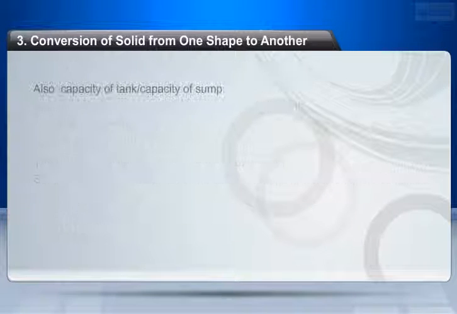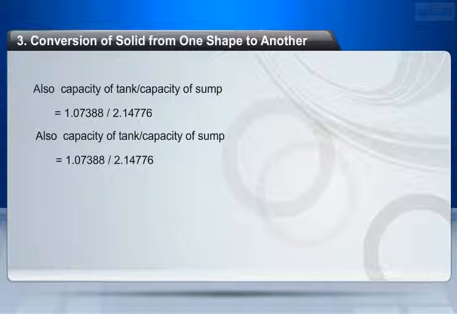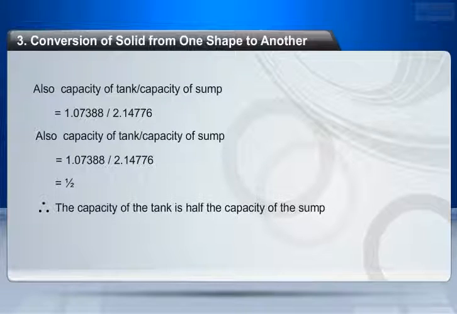Also given that, we need to compare the capacity of the tank with that of the sump. So, we find the ratio of capacity of tank to capacity of sump. That is, capacity of tank by capacity of sump. This is equal to 1.07388 by 2.14776. This is equal to 1 by 2. Therefore, the capacity of the tank is half the capacity of the sump.